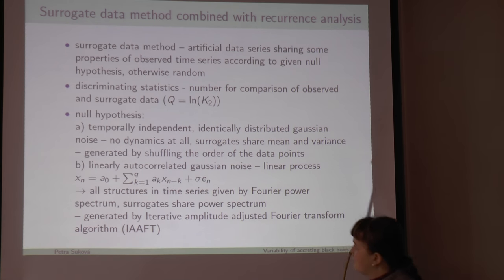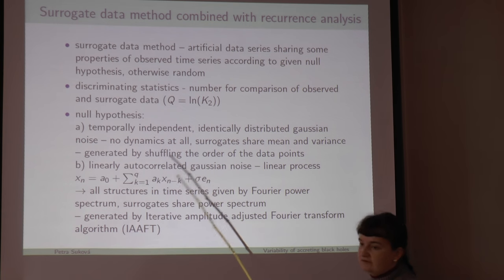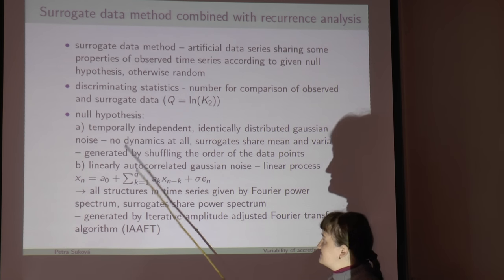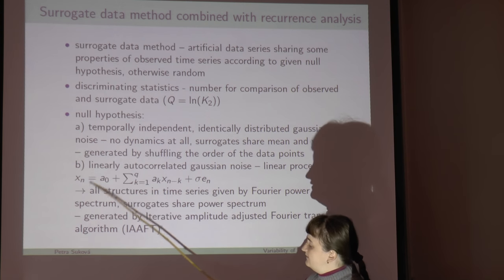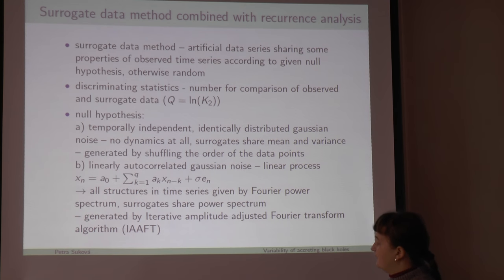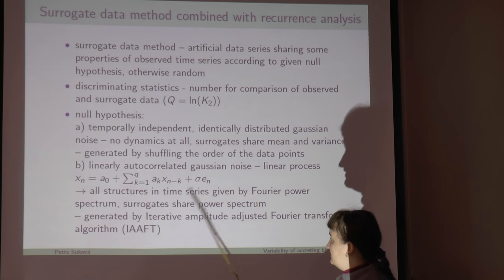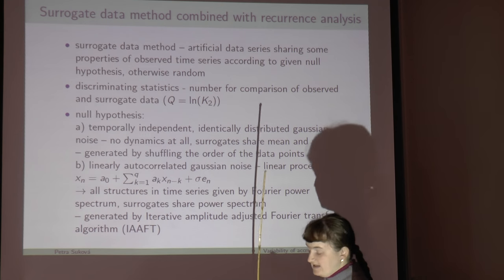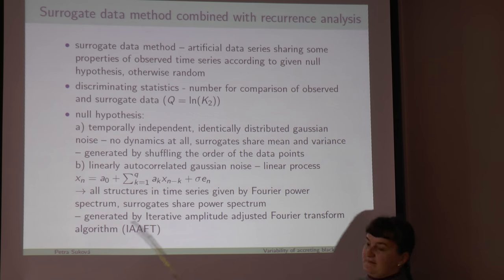And we work with two null hypotheses. The first is that the time series is just temporally independent, identically distributed Gaussian noise, so there is no dynamics. In this case, the surrogates share the mean and variance of the original time series, and we can get them just by shuffling the order of the points from the time series. The second null hypothesis is that the time series is a product of linearly autocorrelated Gaussian noise. So it is a linear process where the point on the trajectory depends on the preceding points in a linear way, and there is also some part of white noise going into the process. In this case, all structure in the time series is given by the Fourier power spectrum. So the surrogates are such that they share the power spectrum with the original time series, and they can be generated by the iterative amplitude adjusted Fourier transform algorithm.